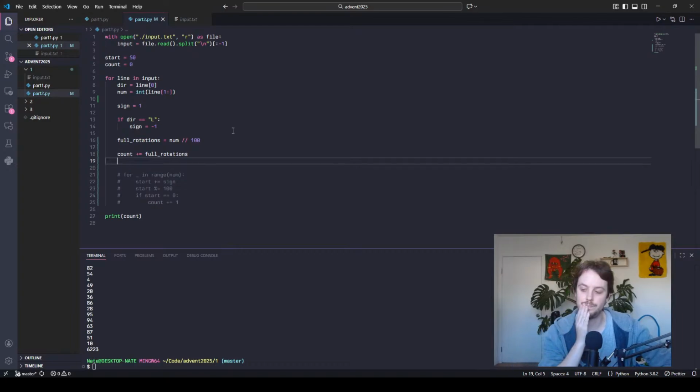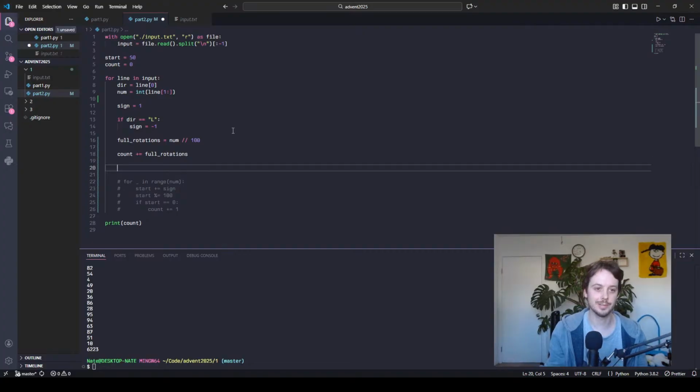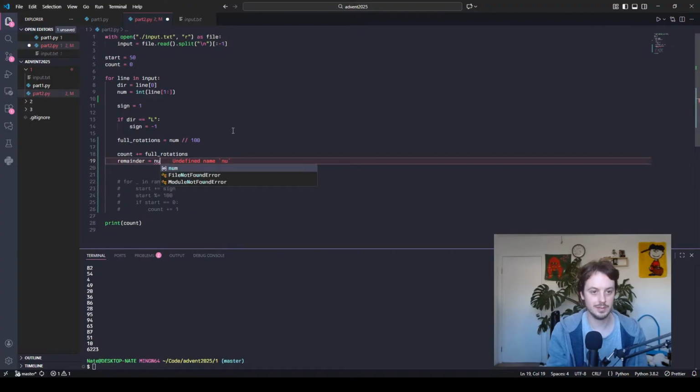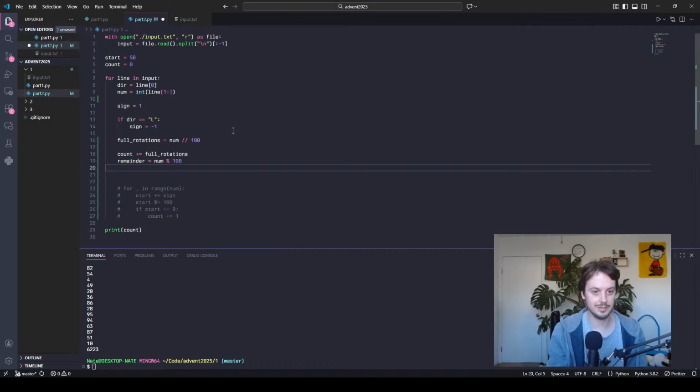Is this going to be weird if you start from 0? Because that's going to be one more. I'll figure out 0 in a second. And then maybe we want to see what the remainder is going to be, number percent 100.